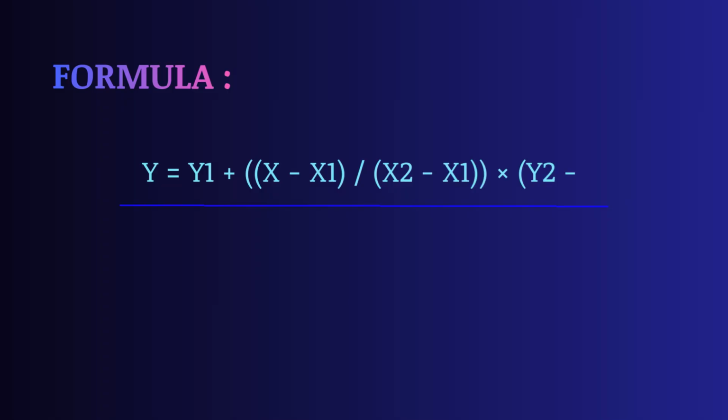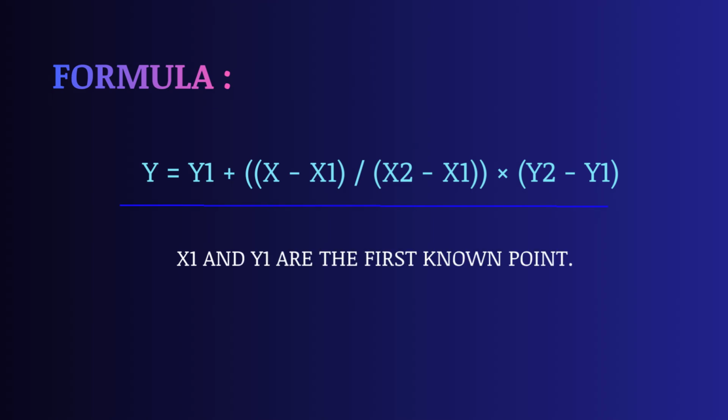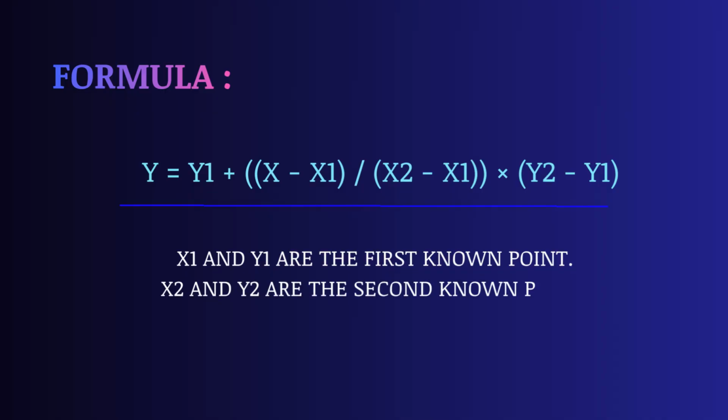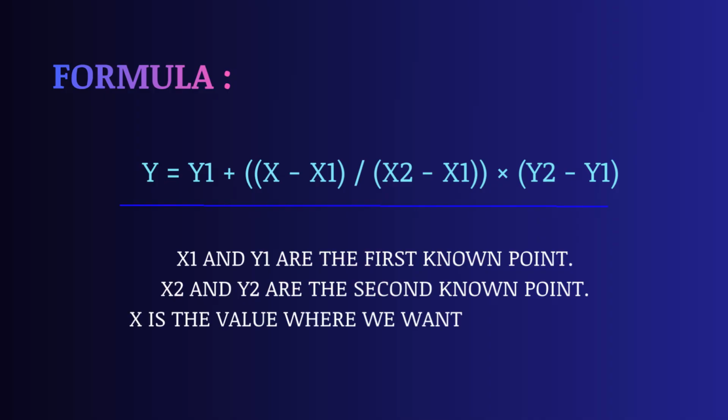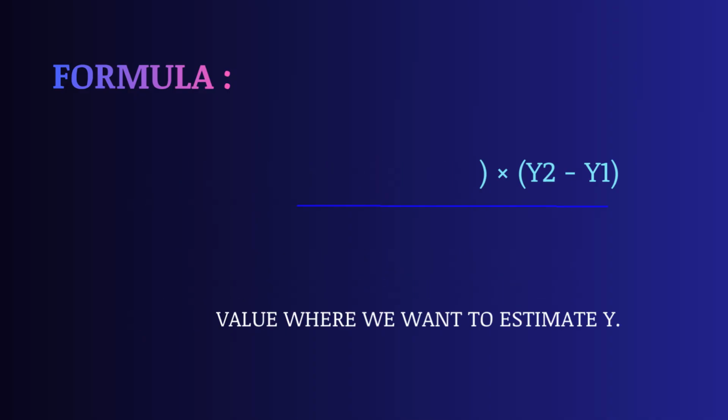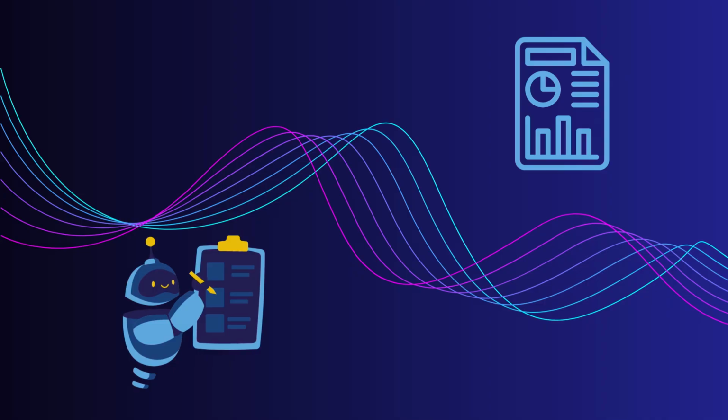Formula of linear interpolation. The formula is y = y1 + ((x - x1) / (x2 - x1)) * (y2 - y1), where x1 and y1 are the first known point, x2 and y2 are the second known point, and x is the value where we want to estimate y. This formula calculates how far x is between x1 and x2, then applies the same proportion to y. This method gives smooth and continuous results.